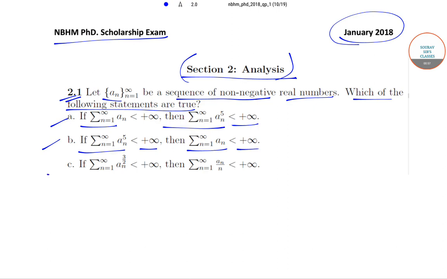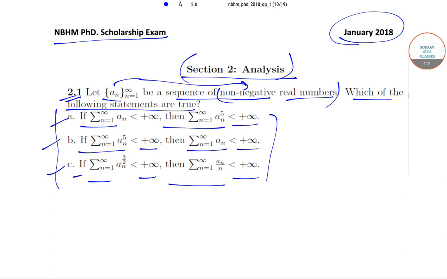Option B, if the summation of a_n to the power 5 where n goes from 1 to infinity is less than plus infinity, then the summation of a_n where n goes from 1 to infinity is also less than plus infinity. Option C, if the summation of a_n to the power 3/2 where n goes from 1 to infinity is less than plus infinity, then the summation of a_n/n where n goes from 1 to infinity is also less than plus infinity. So these are the three options that we have to check, and we have been given that a_n is a sequence of non-negative real numbers.